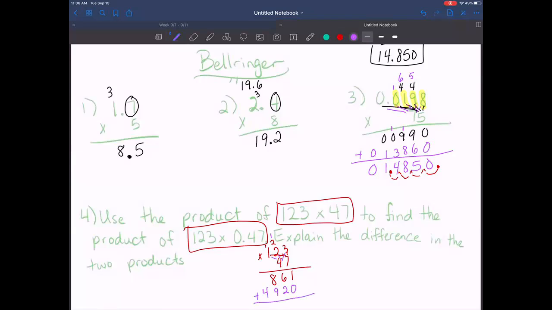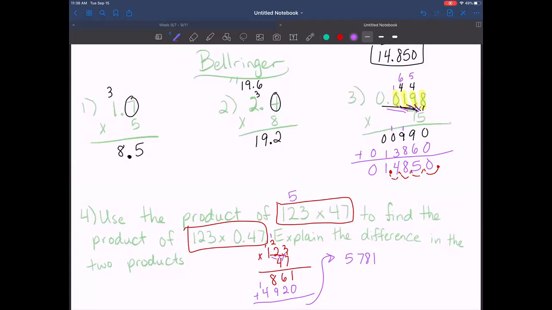So I'm going to add them all up together, and I think I won't have enough room, so I'm going to do my addition over here on the other side. So 0 plus 1 is just 1. 6 plus 2 is 8. 9 plus 8 is going to be 17, and I'm going to carry my 1, and I have a 5. So 5,781 is 123 times 47.